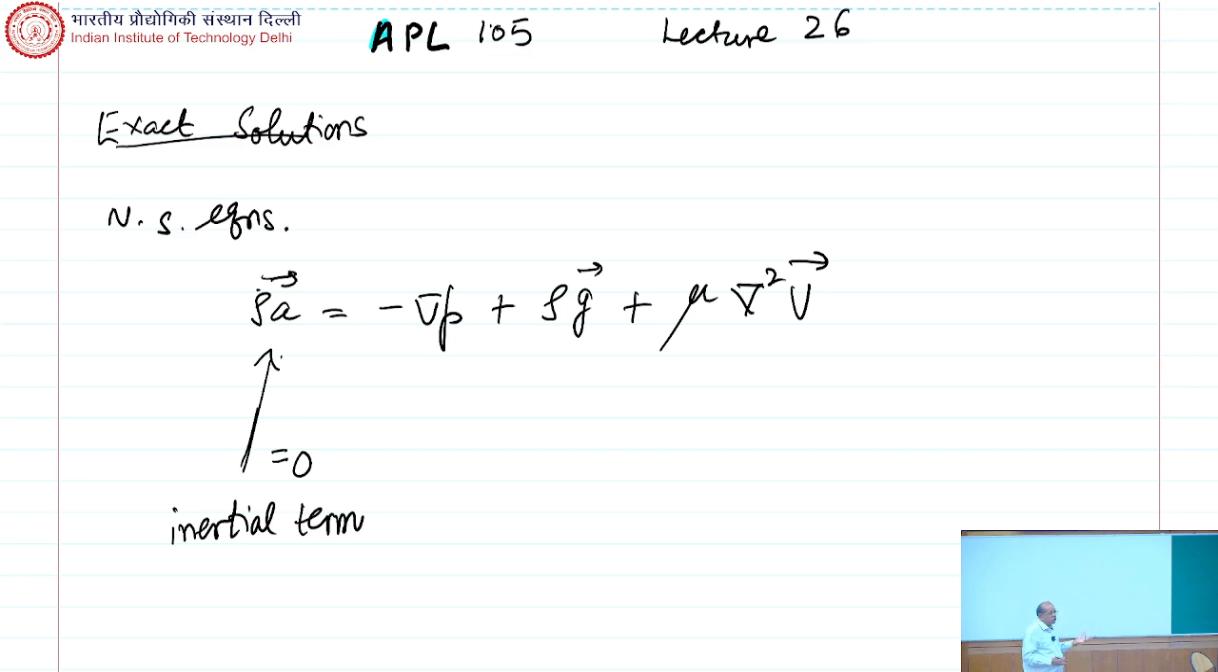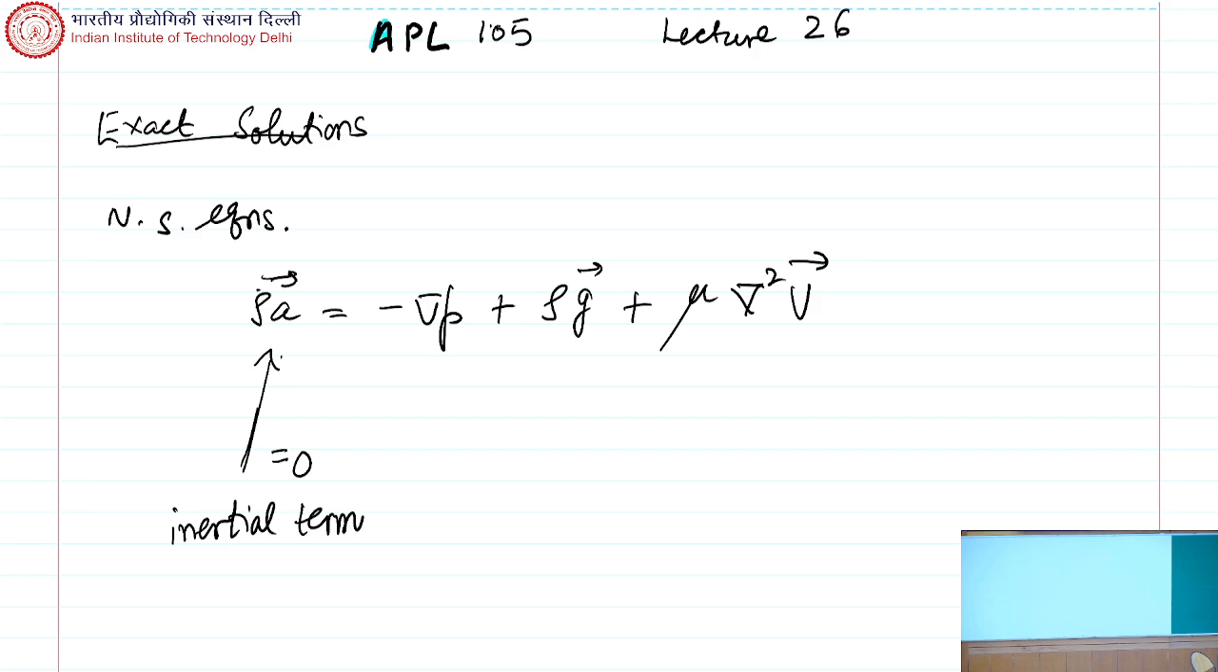Okay. Now the other three terms are the pressure gradient, gravity, and the viscous term. So if this is 0, that means particles are not accelerating, and then either the pressure gradient is balancing the viscous term, or gravity is balancing the viscous term. That is what you will find in all these solutions.